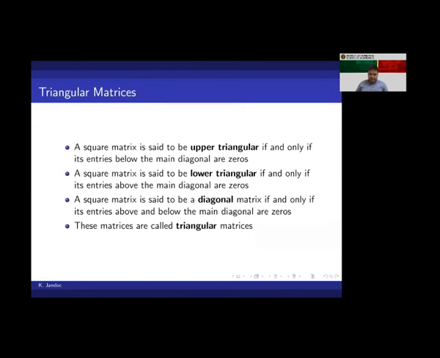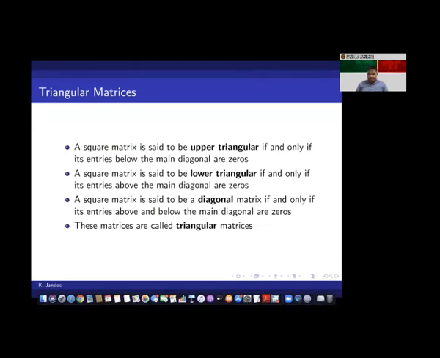Okay, so what are triangular matrices? A square matrix is said to be upper triangular if and only if the entries below the main diagonal are all zeros. On the other hand, it's lower triangular if the entries above the main diagonal are zeros. Okay, later we'll see an example.